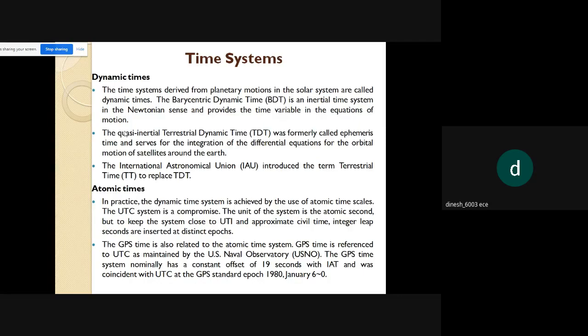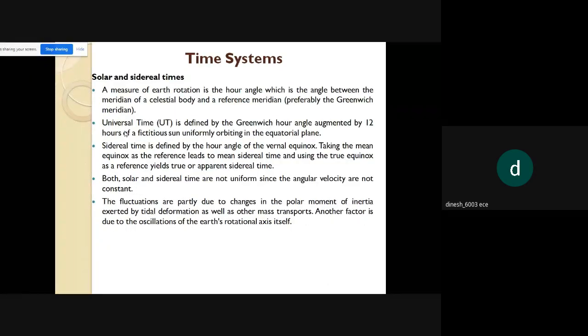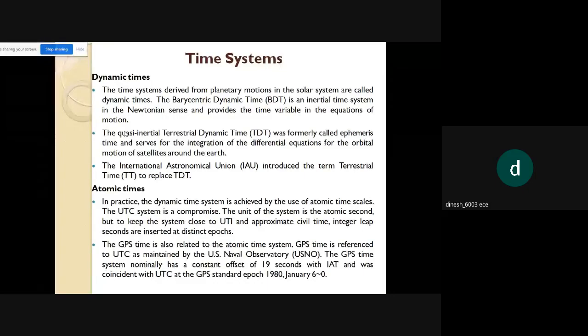Okay. So next, coming to the atomic times. In practice, the dynamic time system was achieved by using atomic time scales. For that, UTC was a very promising universal time code, a very promising timing system. The unit of the system was the atomic second. It was kept close to UT1, and to approximate civil time, integer leap seconds were inserted at distinct epochs.